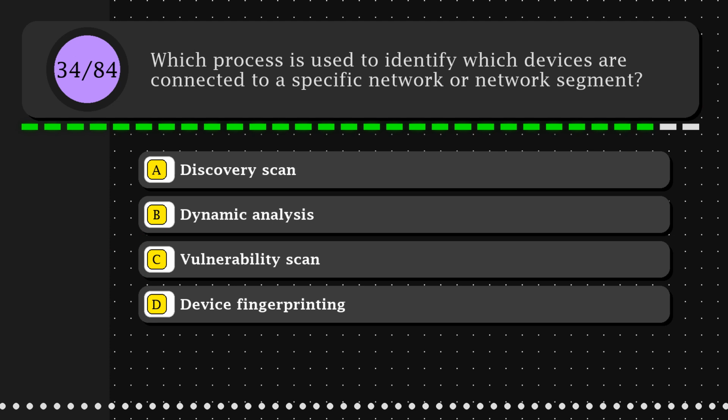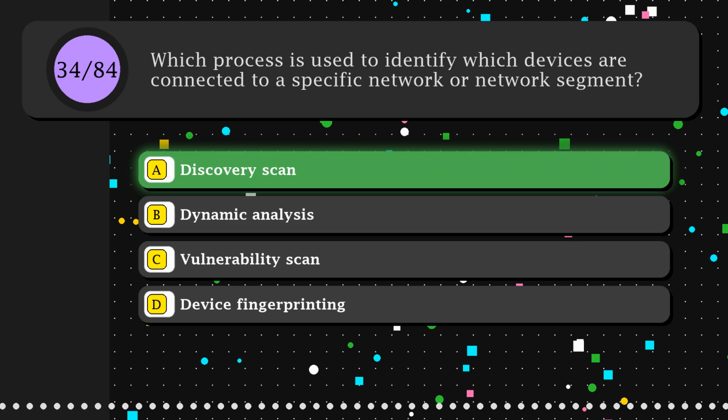Question 34. Which process is used to identify which devices are connected to a specific network or network segment? Option A, discovery scan. Option B, dynamic analysis. Option C, a vulnerability scan. Option D, device fingerprinting.